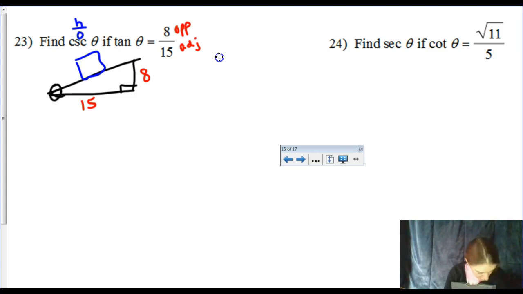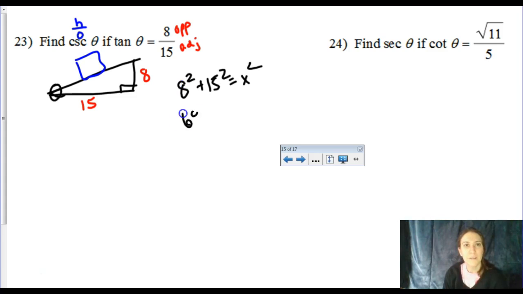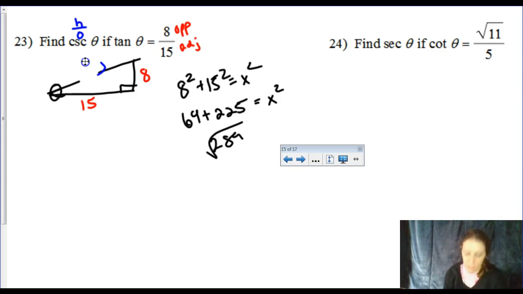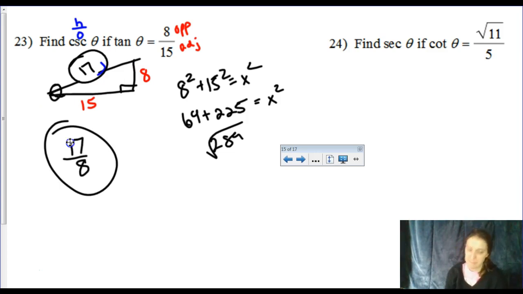So this too is a Pythagorean triple, I think. 8, 15, 17, I'm pretty sure it is, but just in case, let's check it out. 8 squared plus 15 squared equals x squared. So what is that? 64 plus 225 equals x squared. Yeah, this is 289, and then when you square root that, you get 17. Yep. So that is a Pythagorean triple. Apparently, it's the one that I always forget. So if you already knew that, you would have been done a lot quicker than me. Yay for you. So hypotenuse over opposite would be 17 over 8. There we go.